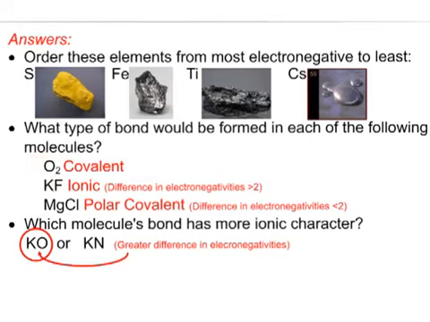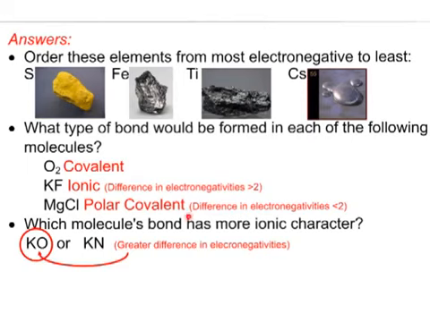We have 2 oxygens bonded together. They are the same, and the difference in electronegativity is 0, so they form covalent bonds. Here we have an ionic bond with potassium fluoride. Their difference in electronegativities is greater than 2. And magnesium chloride, the difference between magnesium and chlorine electronegativity is less than 2, but it is greater than 0, so it's a polar covalent bond.